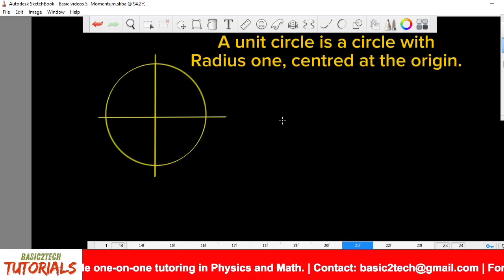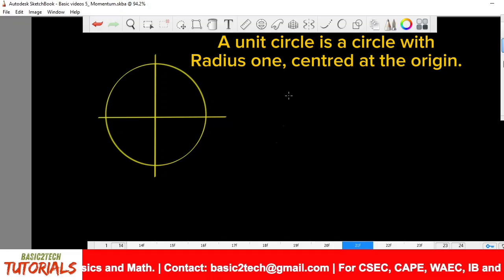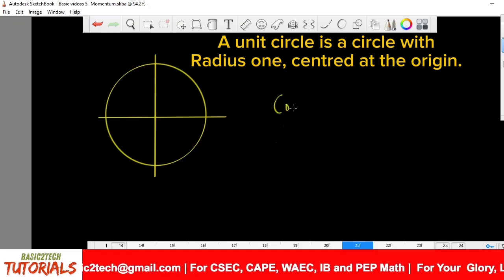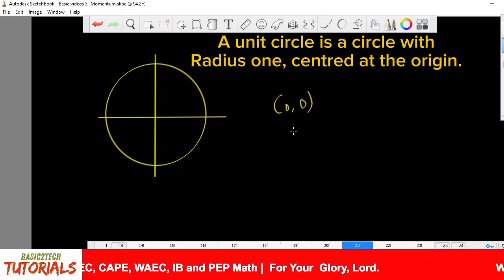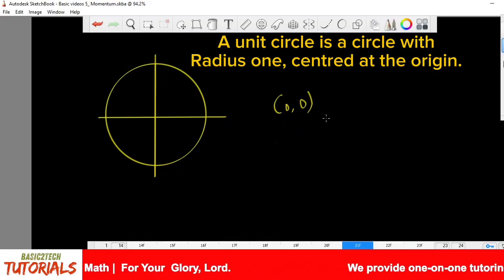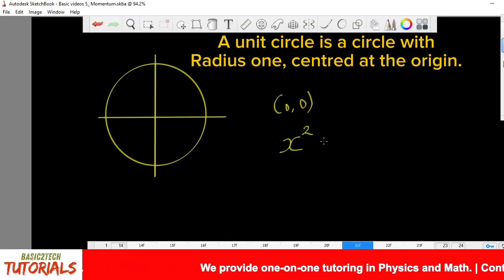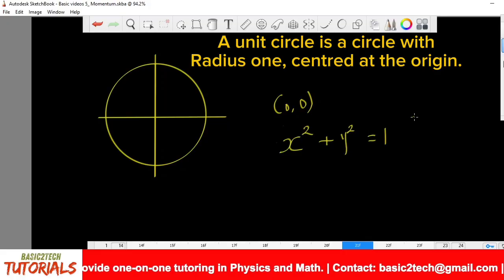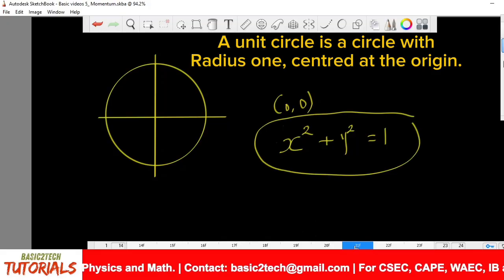A unit circle is simply a circle with radius 1, centered at the origin, the point (0, 0). That is the word unit. The word unit means 1. So what we have is x squared plus y squared equal to 1. This is a unit circle. Now, here's the magic.